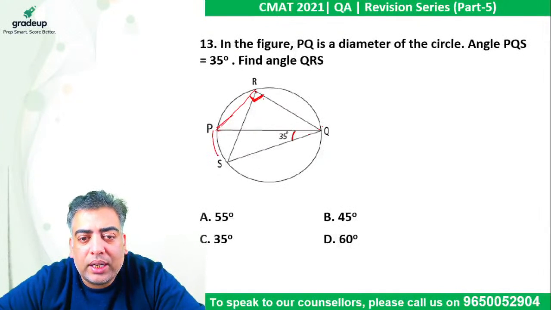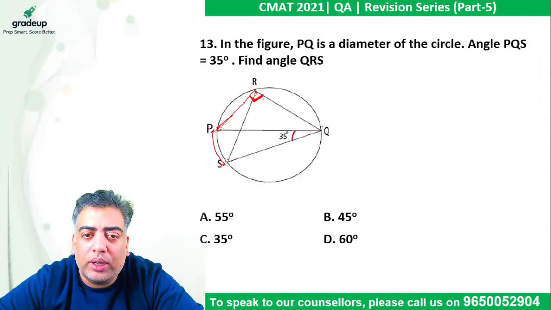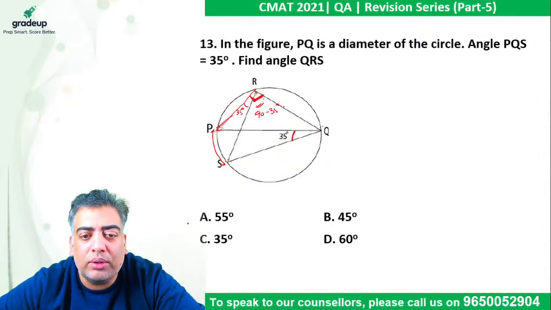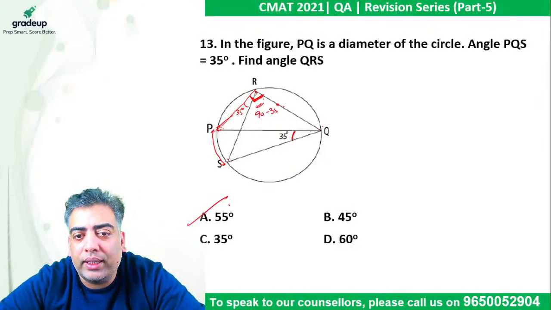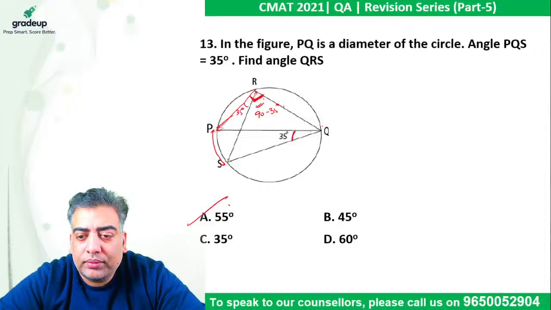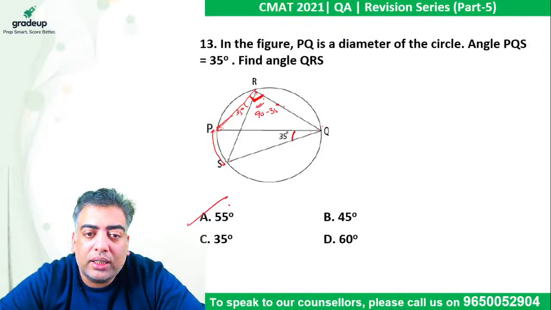Now, if we just have a look at this arc, it is subtending an angle of 35 degree on the circumference. And here again, PRS and PQS are going to be equal. So this angle is also 35. So this angle must be 90 minus 35, which is equivalent to 55 degree. Here will not be A. 90 minus 35.